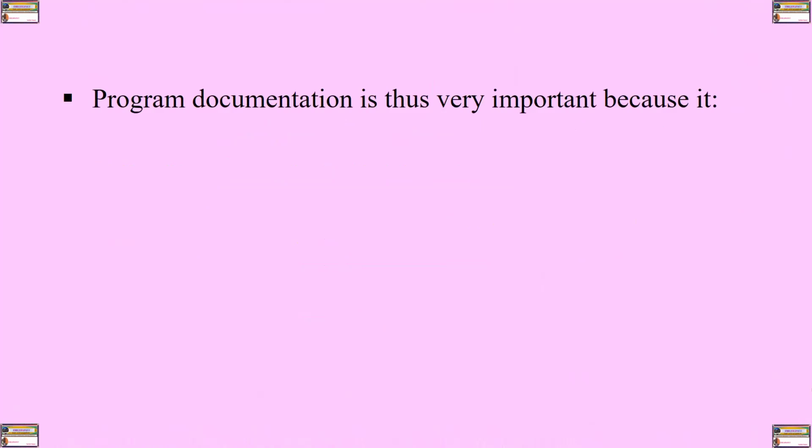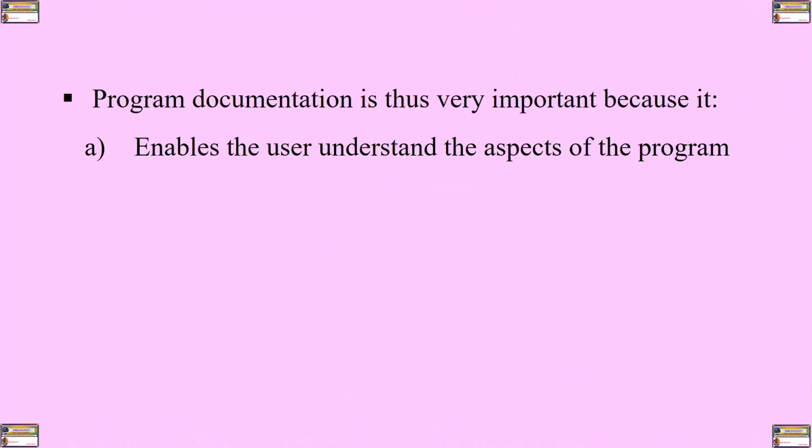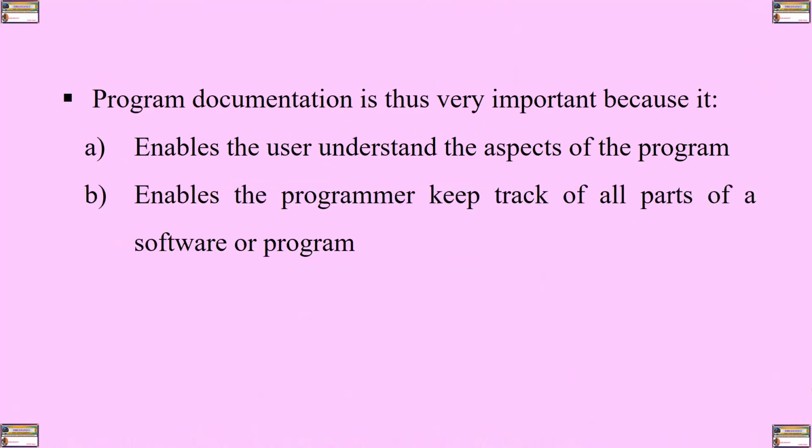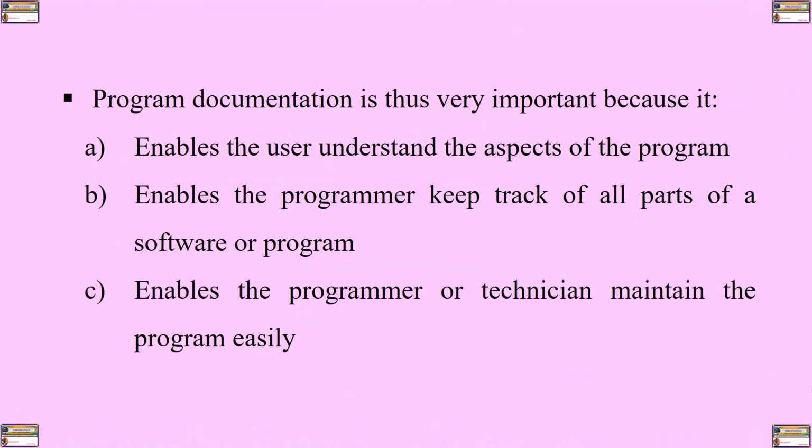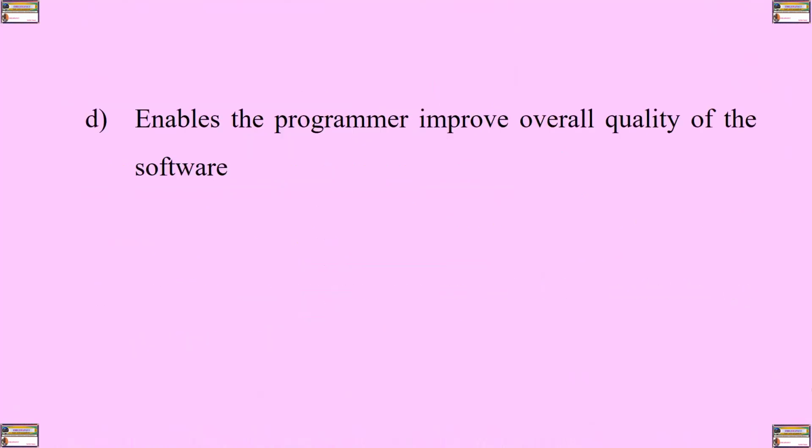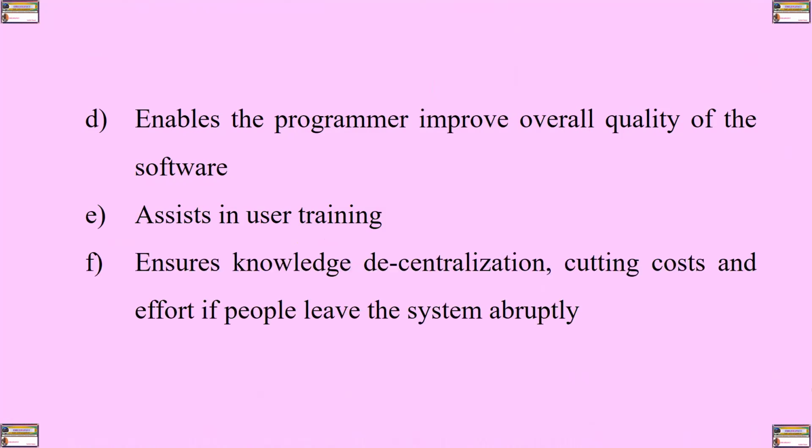Program documentation is therefore very important because it enables the user to understand the aspects of the program. It enables the programmer to keep track of all parts of a software or a program. It enables the programmer or technician to maintain the program easily. It enables the programmer to improve overall quality of the software. It assists in user training. It ensures knowledge decentralization, cutting costs and effort if people leave the system abruptly.